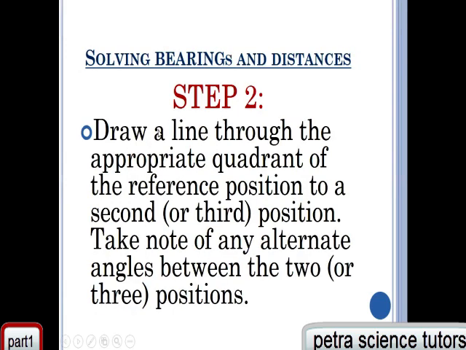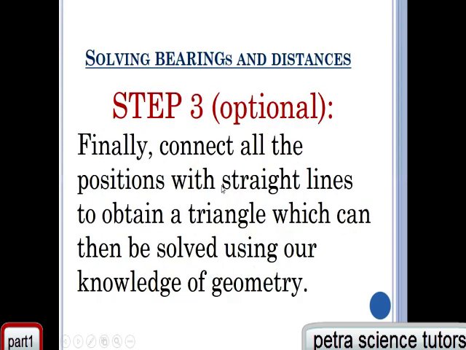The second step is to draw a line to the appropriate quadrants of the reference position to a second or third position, taking note of any alternate angles between the positions. When we do an example these steps will be clearer. Step 3 is optional, because we might be asked to find the distance between 2 points. If it's purely bearings, step 3 is not necessary, but if distances are involved, step 3 is important.